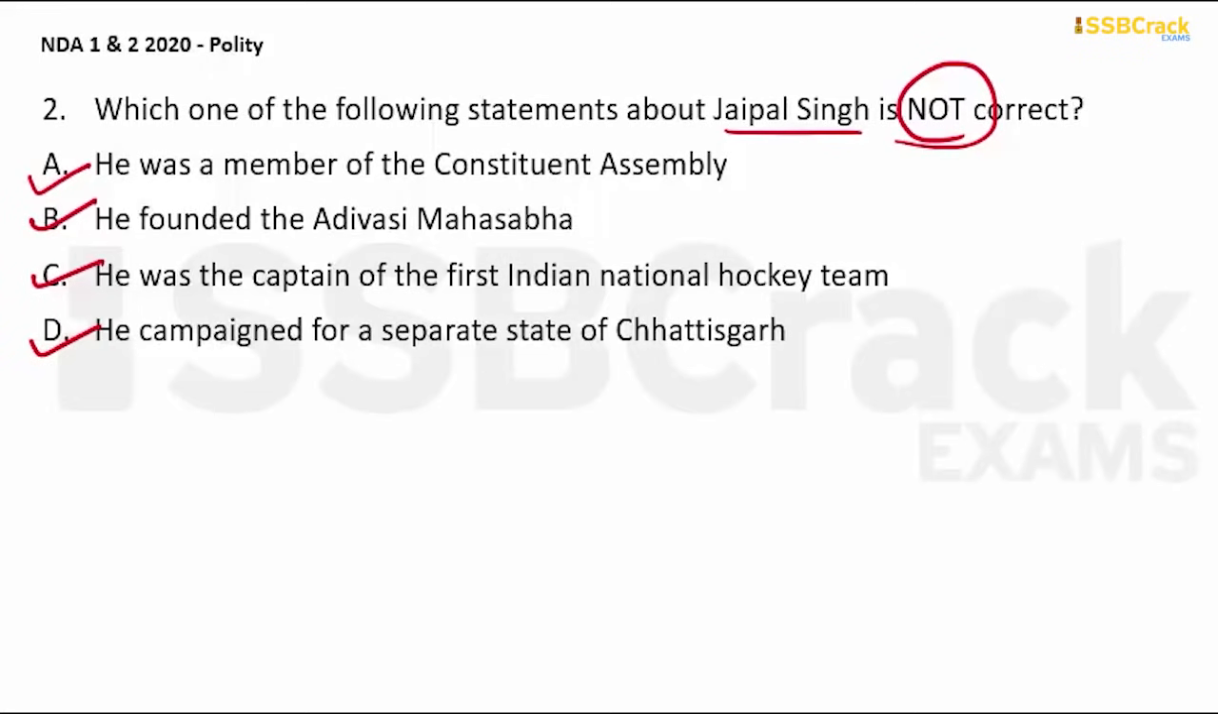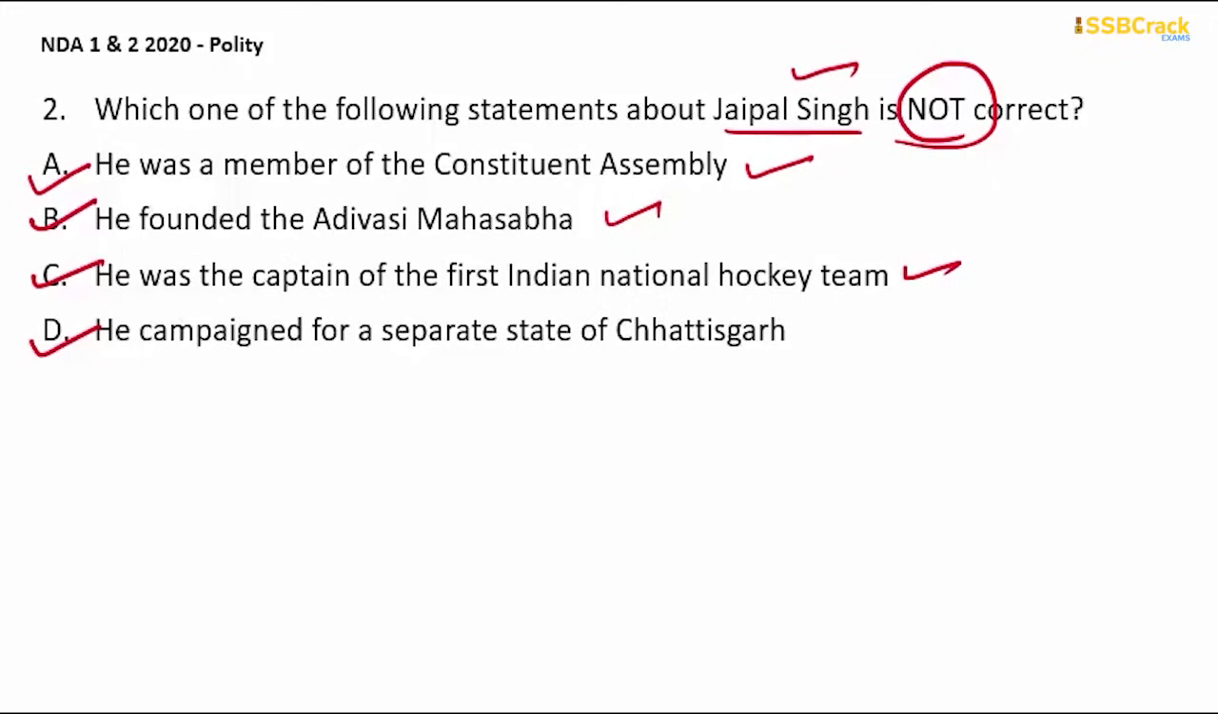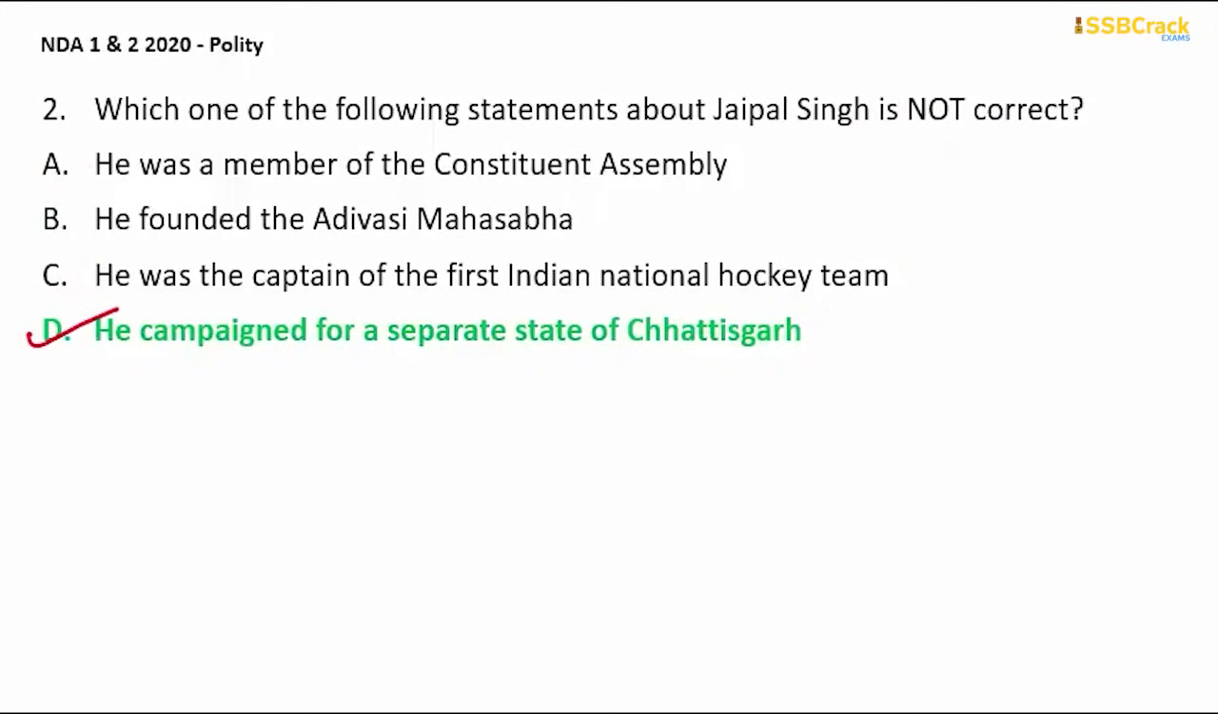Mr. Jaipal Singh was a member of Constituent Assembly. Also, he founded Adivasi Mahasabha. And he was the first Indian captain of the national hockey team also. But he did not campaign for the separation of Chhattisgarh. Instead, he campaigned for the separation of Jharkhand state. So option D is incorrect.